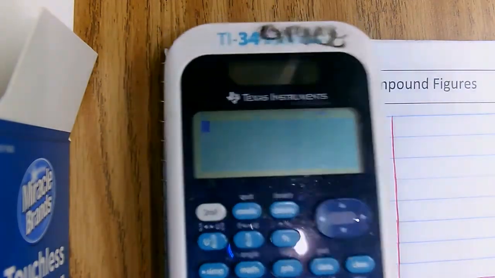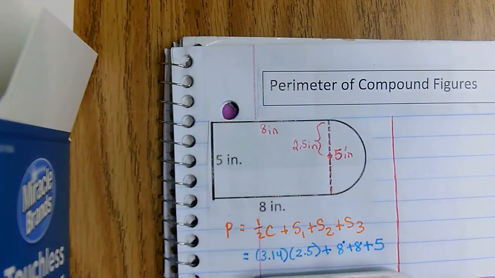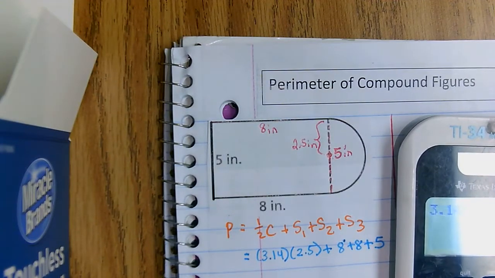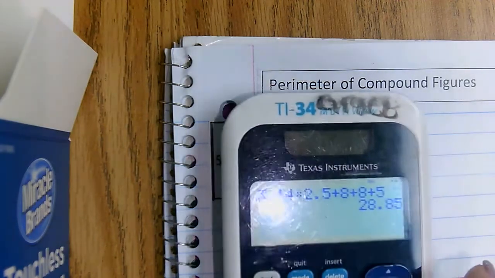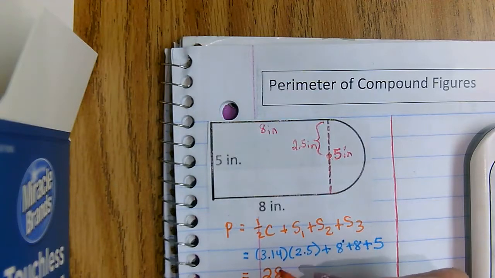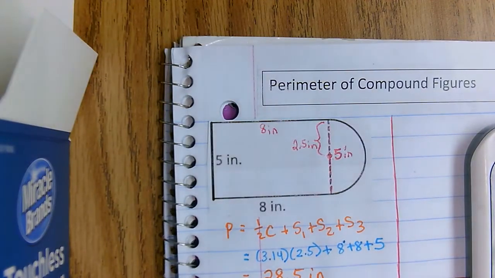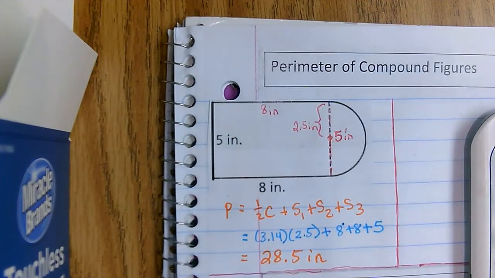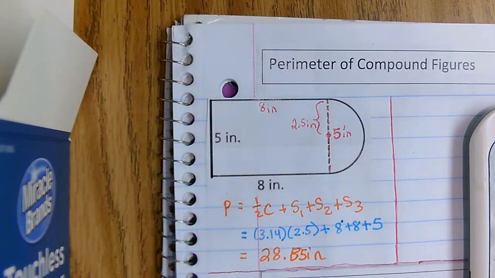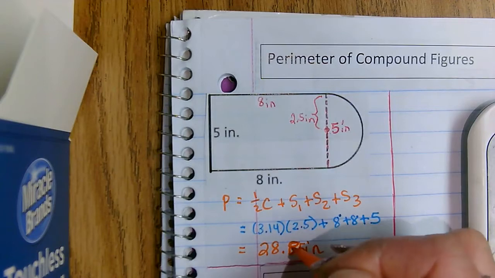And you can put that right here if you want. So we're going to go 3.14 times 2.5 plus 8 plus 8 plus 5. That equals 28.85 inches. There you go.